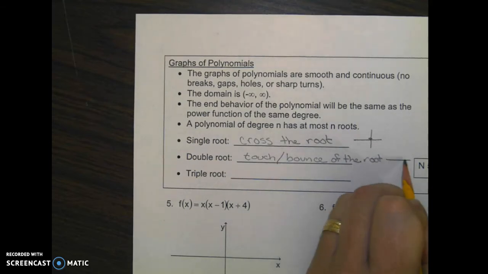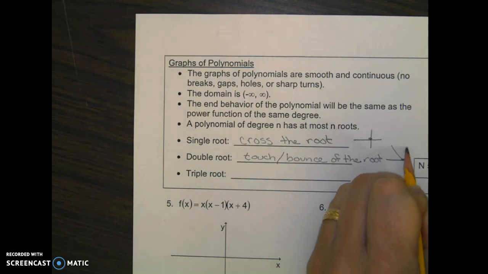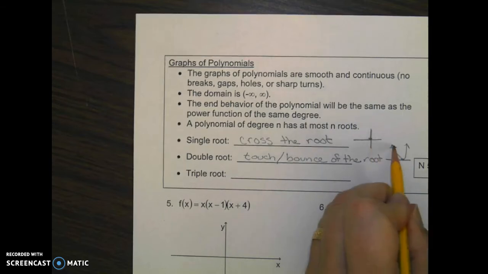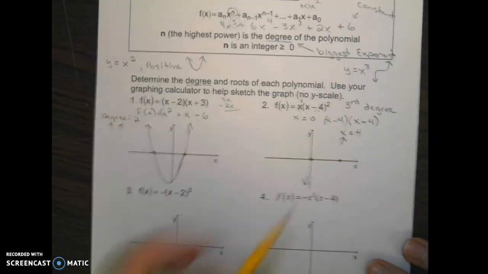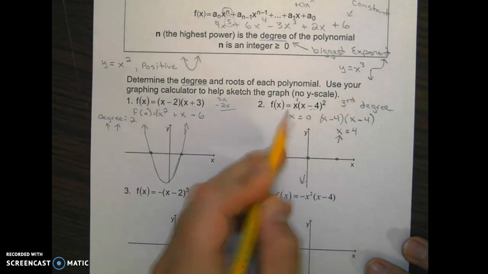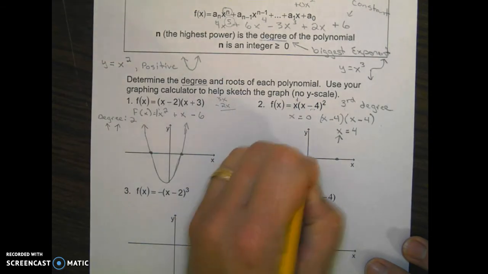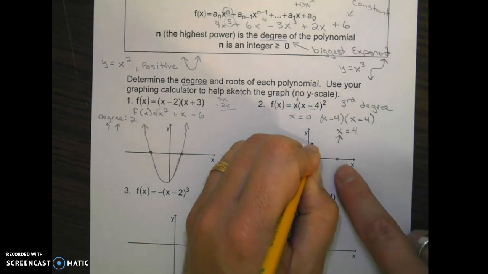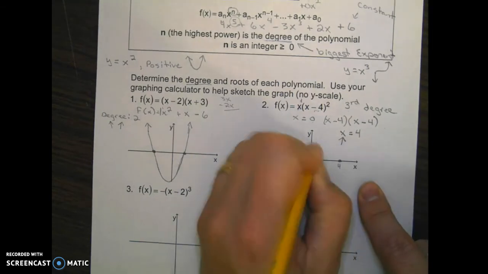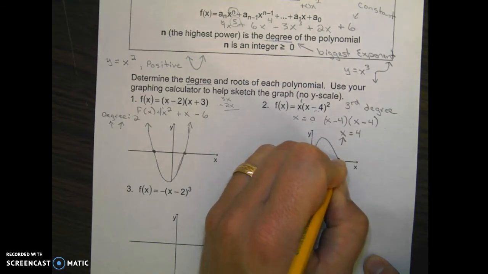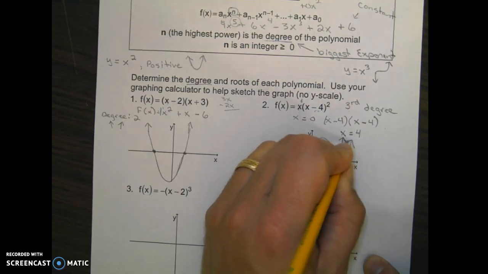So for example, if this was the root, a bounce, it might come down, touch it, and bounce right off. See the difference between crossing the root and bouncing off the root? So here at 0, it's going to cross. And then at 4, since it's a double root, it's going to touch it and bounce off of it.